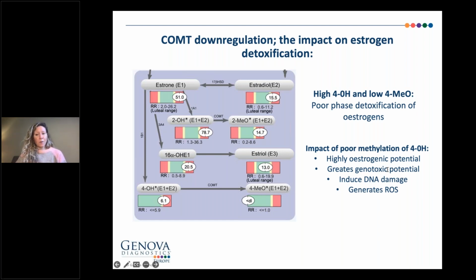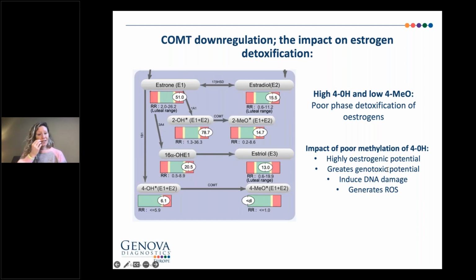So as you can see, she's quite elevated on all 3 phase 1 pathways. So you can see the 2-hydroxy, the 16-alpha hydroxy, and the 4-hydroxy are all elevated. But what we never want to see is higher than normal levels of the 4-hydroxy pathway or metabolite, as this metabolite has the greatest estrogenic and genotoxic potential of all 3. And we know that 4-hydroxy metabolites may induce DNA damage, which generates reactive oxygen species. And this is especially the case if it doesn't go through phase 2 detox methylation as well as it could be.